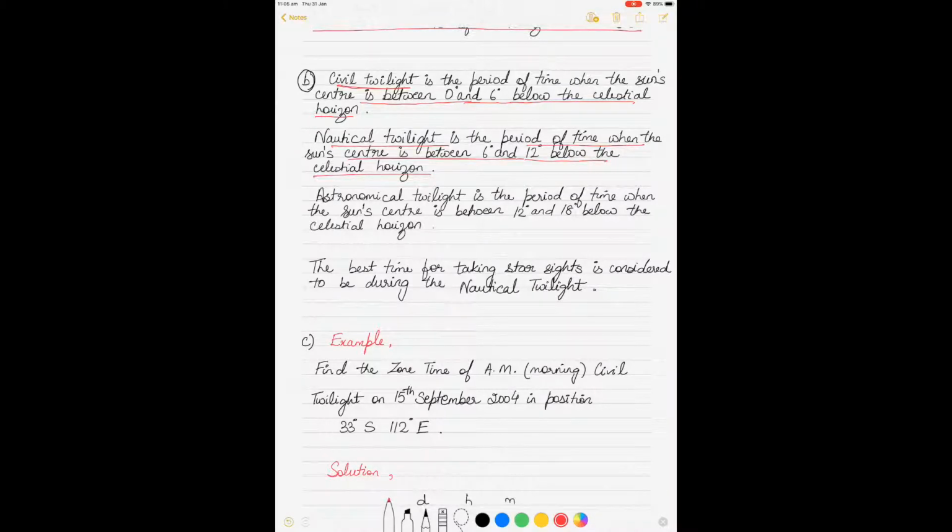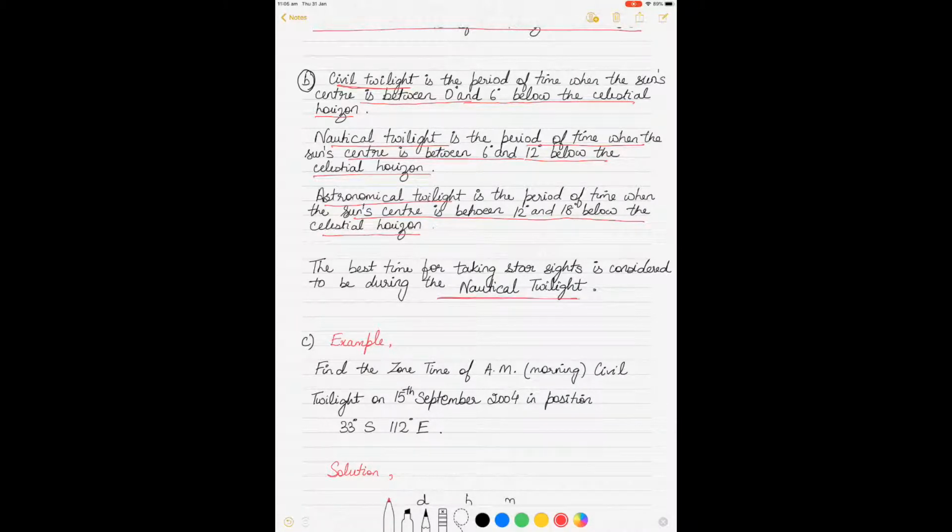And the third one is the astronomical twilight, when the sun's center is between 12 degrees and 18 degrees below the celestial horizon. And during this time, the horizon is too dark, you can't see the horizon, and the sky is dark enough for you to see all the stars. So even though you can see all the stars, you can't see the horizon for a star sight. So the ideal time is normally the nautical twilight, or the end of the civil twilight and beginning of nautical twilight is the ideal time for taking star sights.